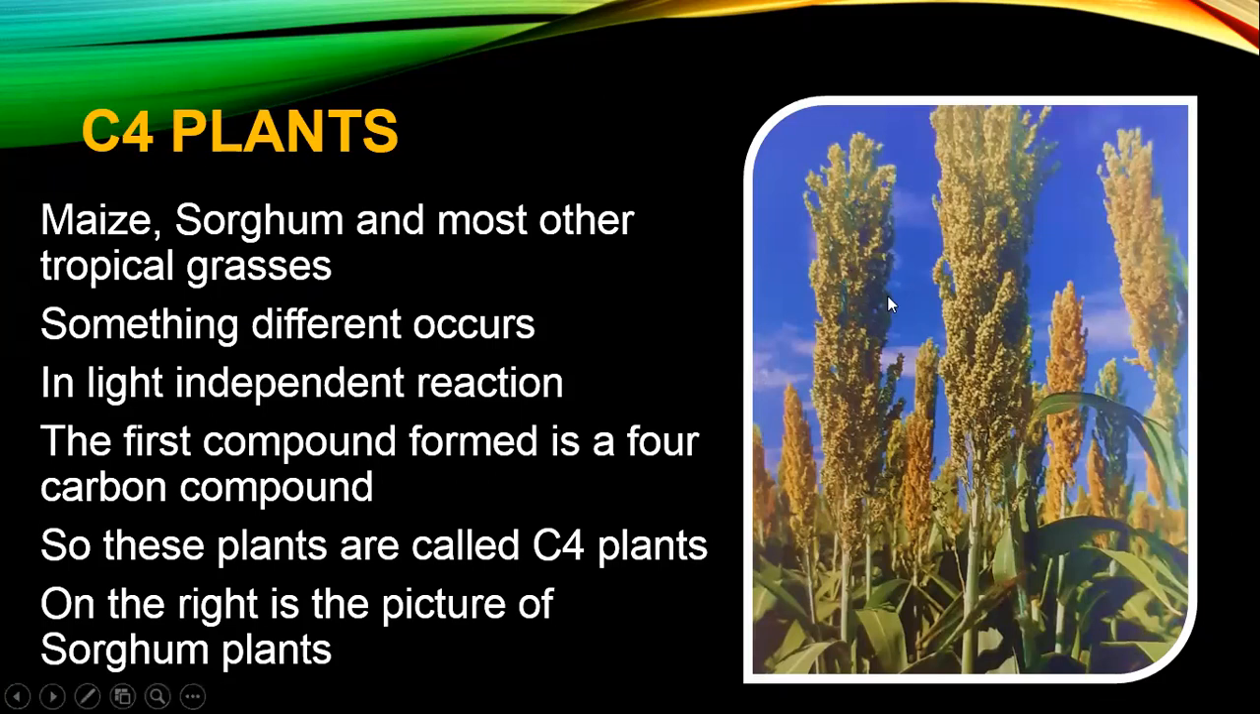So on the right side you can see the picture of the sorghum plants. Sorghum, I think in Urdu is called jowar, and millet is called bajra. But you see, in our countries, bajra we are going to give to the parrots and the pigeons, etc.